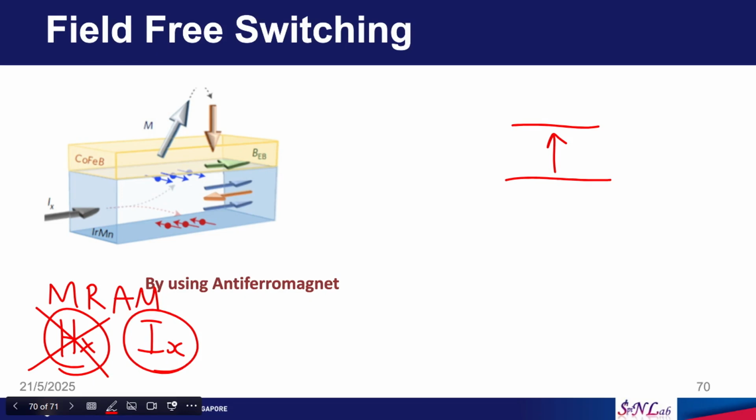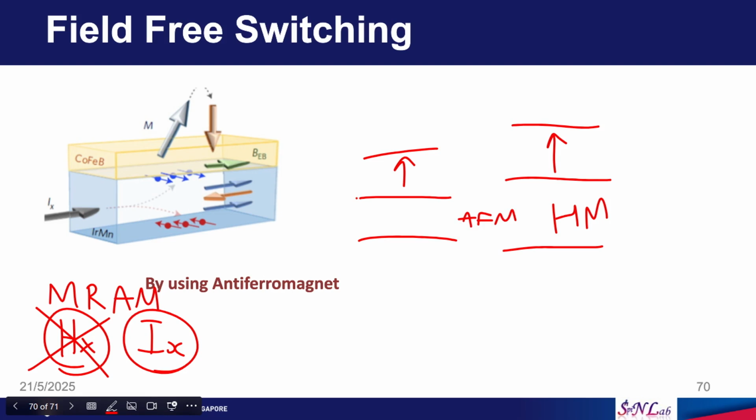Let us say this is a magnetic material with a perpendicular magnetization. In the absence of the antiferromagnet, let us say you only have the heavy metal layer, the magnetization will be like this. Now, let us say you deposit this ferromagnetic layer on top of an antiferromagnetic layer. This antiferromagnetic material has spins like this. So, there is a horizontal component of magnetization at this edge compared to the other edge.